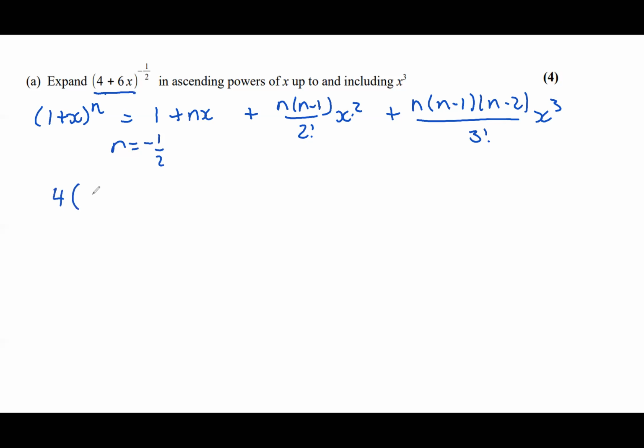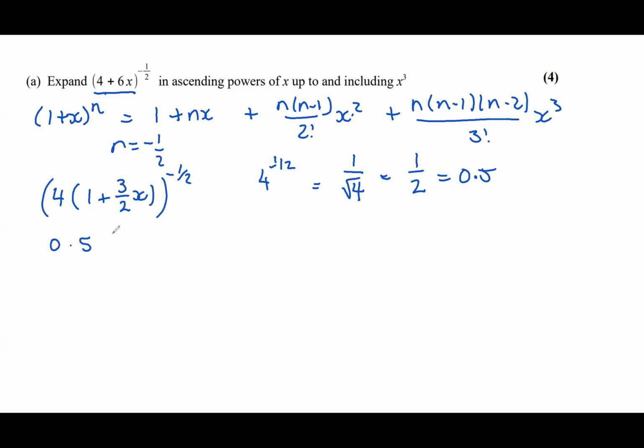So if we factorize that out, we get (1 + 3/2 x)^(-1/2), since 6 divided by 4 is the same as 3 over 2. Now 4 to the power of minus a half is the same as 1 over the square root of 4, which is the same as a half. So we can rewrite this as a half, or 0.5, times (1 + 3/2 x)^(-1/2). And now we can use binomial expansion to work that out and just multiply everything by 0.5 at the end.